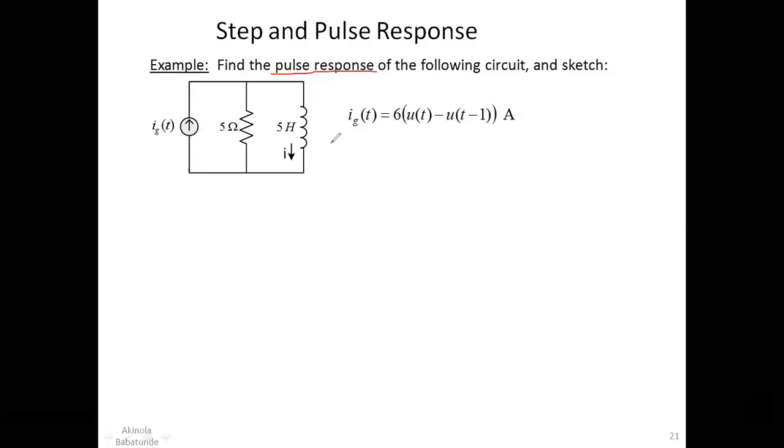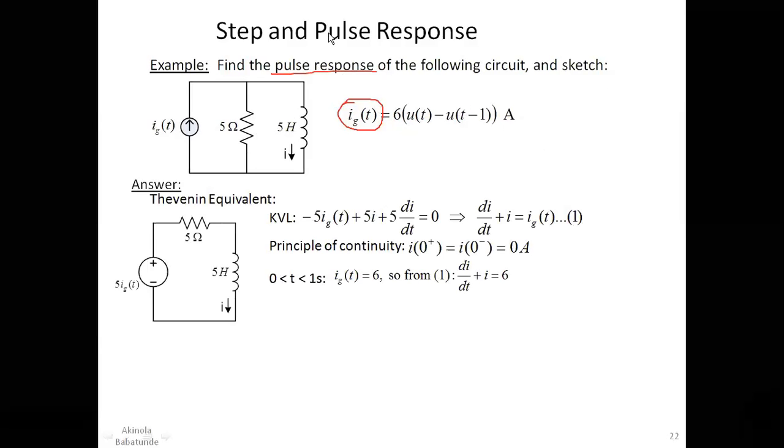We have a resistor connected in parallel with the inductor. The resistor has a resistance of 5 ohms, and the inductor has an inductance of 5 Henry. You can see the flow of current this way. The current function is given as Ig of t, or I of t, equal to 6 in this particular direction.